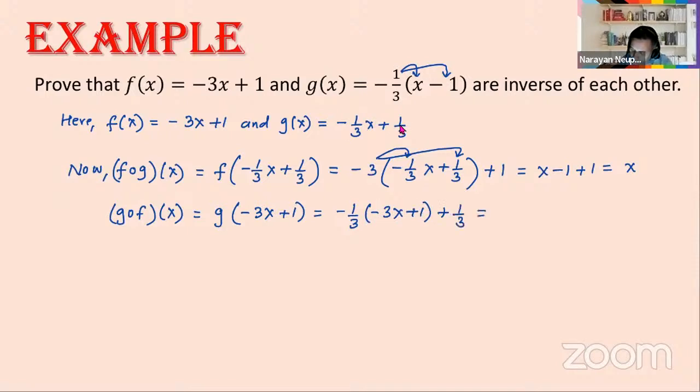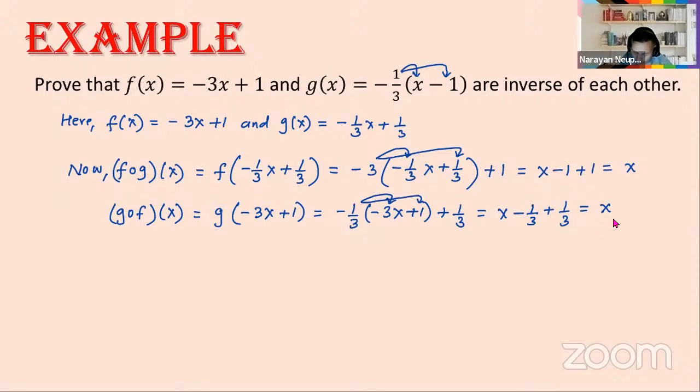Now let's see what we get. If we distribute this 1/3, negative and negative will be positive. 1/3 of 3 is a 1. So 1 times x is x. And then if I distribute here, that becomes negative 1/3. Outside the parenthesis, we have positive 1/3. And you see that that's equal to x again. So that means this composition is also equal to x.